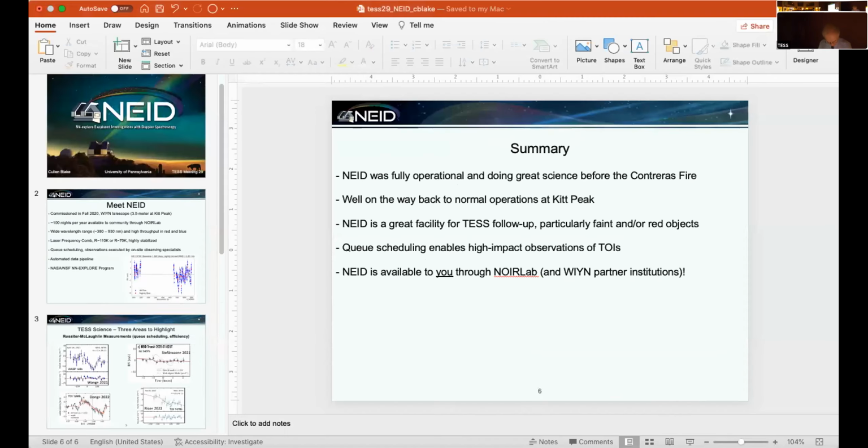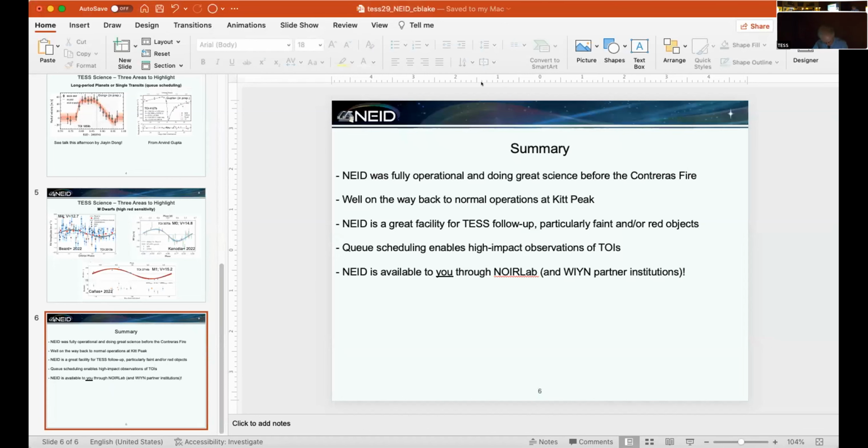Thank you, Colin. Fantastic. And next we have Howard Isaacson talking about the California collaboration, CPS, using a couple of instruments, HIRES on Keck and APF.